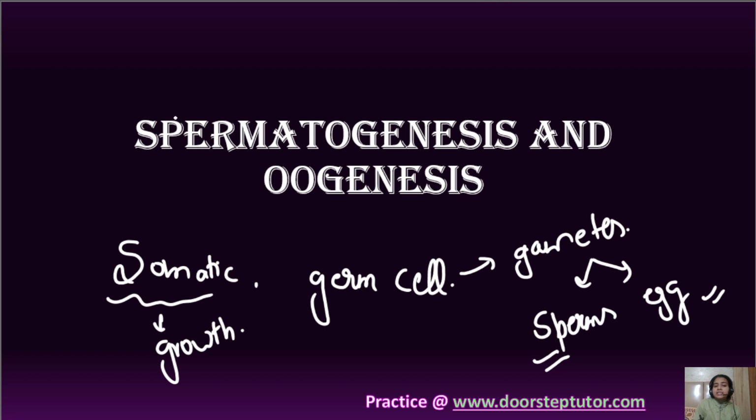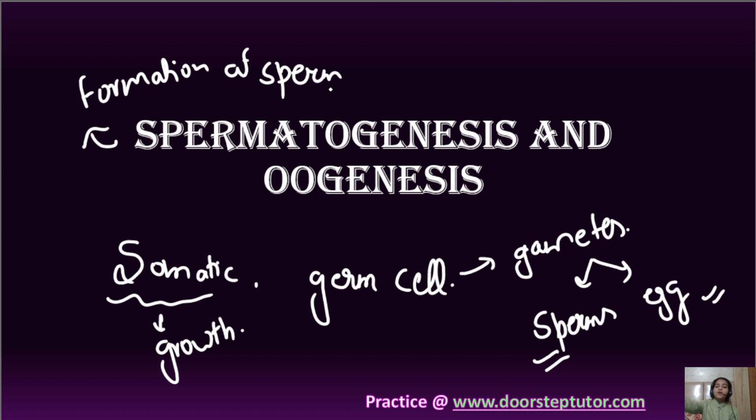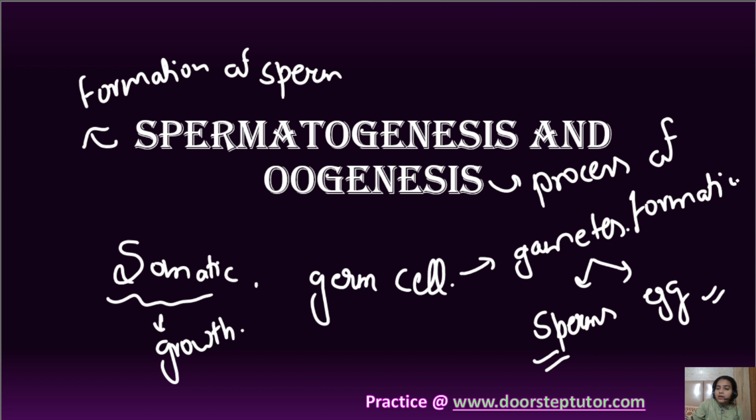So basically spermatogenesis is a process of formation of sperm. The process of formation of sperm is known as spermatogenesis, while the process of formation of egg in female is known as oogenesis. So these are the two terms, spermatogenesis and oogenesis, which means formation of sperm, that is called spermatogenesis, and formation of eggs, that is known as oogenesis. Now let's have a look at some major differences between these two.